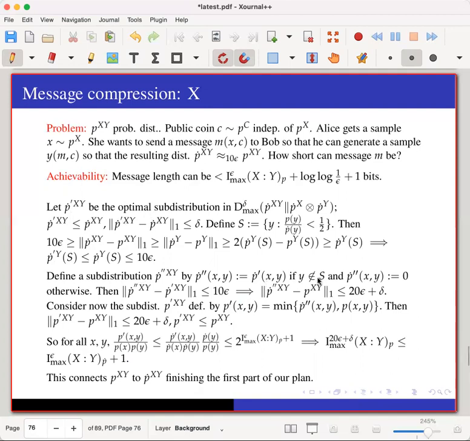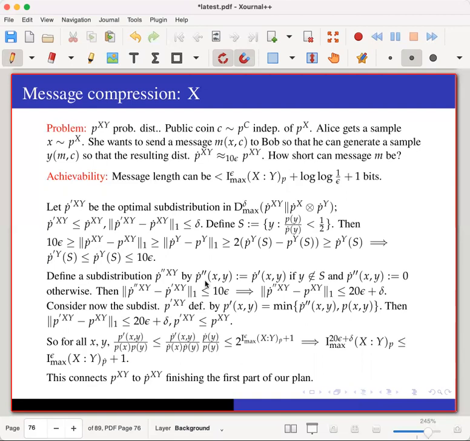Why was the first inequality 10 epsilon? That was just the requirement of the problem. My achievability was only giving me 10 epsilon, so I better prove the converse for 10 epsilon. So you can see what the gap between the achievability and the converse is, if any. Of course, if this was epsilon, you put in epsilon and the proof will run through. Any doubts so far?